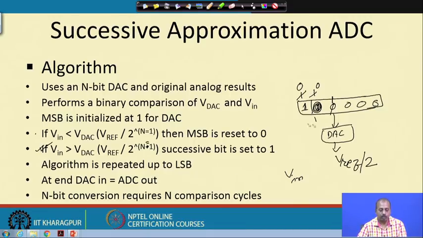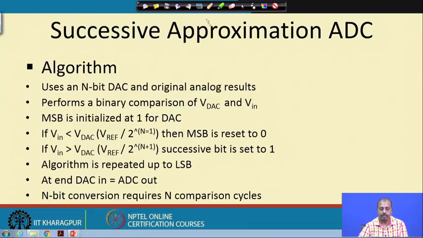So, this way the algorithm is repeated till the least significant bit position. At the end, DAC input equals ADC output. So, the ADC output is that one, and for n bits we need n comparison cycles for this purpose. So, this way the conversion takes place.